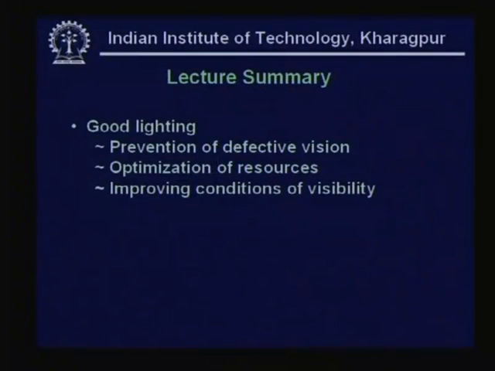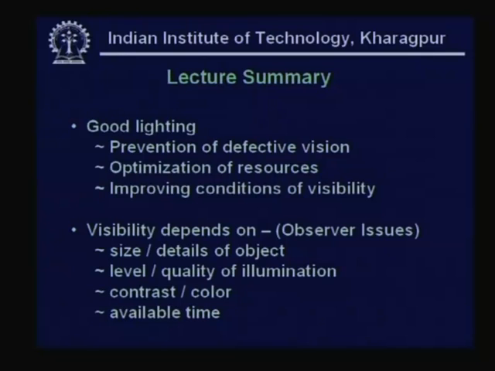So, good lighting should aim to prevent defects in vision, should optimize the resources and be able to improve conditions of visibility. Visibility, of course, as already told to you, from the observer's point of view, depends on the size and what details we are interested in. Are we interested in the outline of an object or what is written on it? Depending on that. Secondly, it depends on the level or quality of illumination.